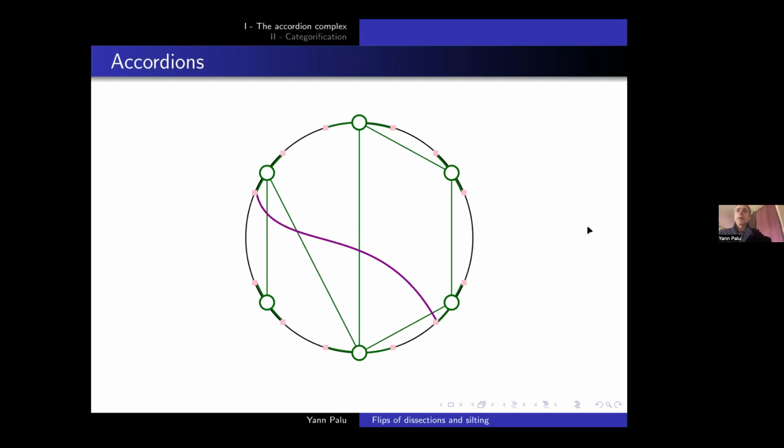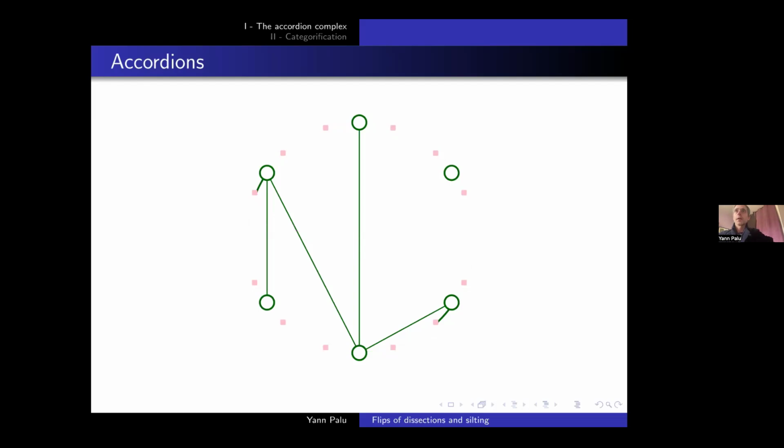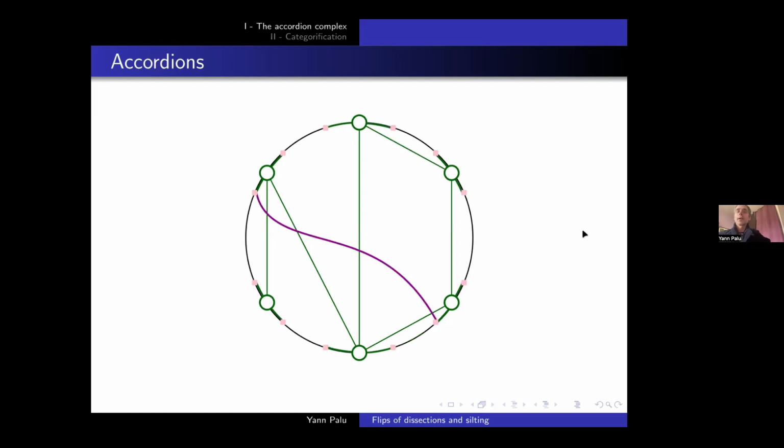If we look at the intersection of our diagonal with the arcs of the dissection, these are the arcs that are crossed. We want to have a connected subset of the dissection. So this is the case here. And if the diagonal satisfies this property, we call it an accordion. So this is an example of an accordion.